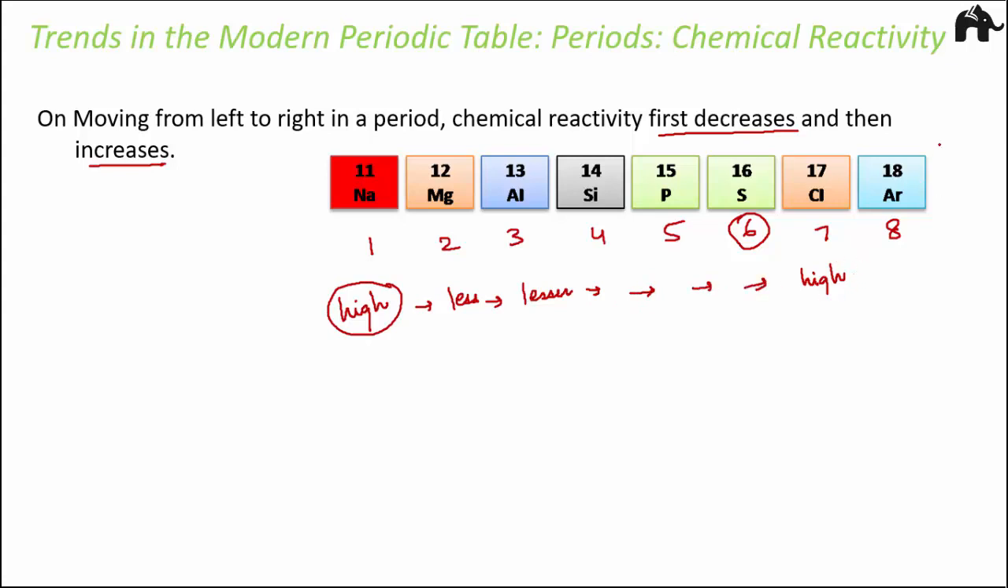What happened to argon? So argon doesn't react at all. So it is completely unreactive. Why? Because it has fully filled outermost shell. So it is already in that stable state. It doesn't want to lose electron. It doesn't want to gain electron. Therefore, it doesn't react at all. So forget about the last group 18. But other than that, we see that the reactivity first decreases and then increases again.